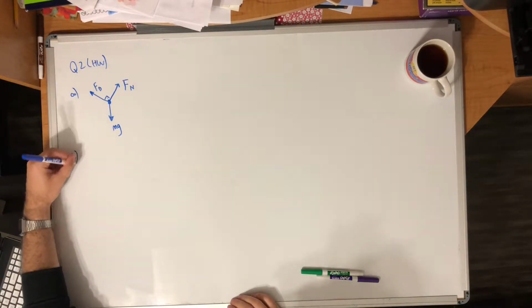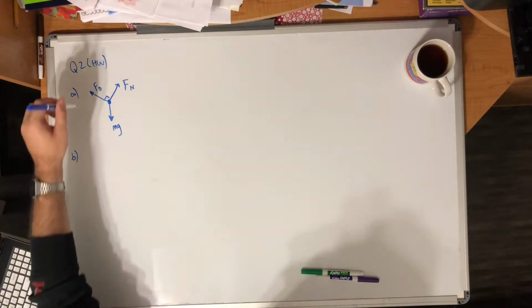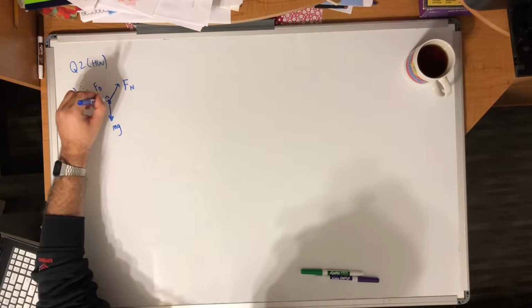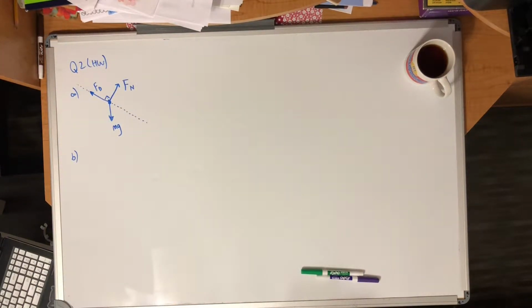In part B, they're asking for the differential equation, but they don't want you to solve it. All they ask is to write down the differential equation to find the velocity as a function of time. So if you don't know what we are doing on an incline, you need to watch the lecture for motion on an incline plane.